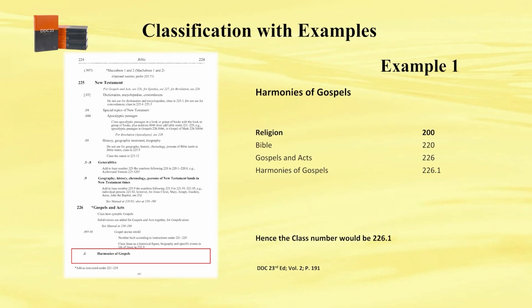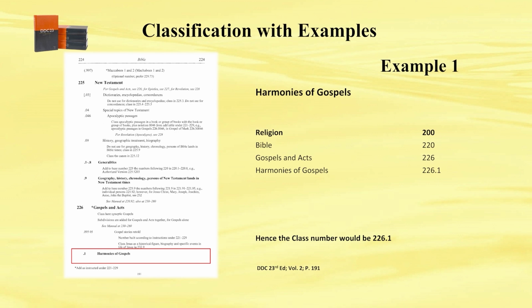So this is a direct number, you can find it on page number 191 of the Dewey Decimal Classification, and the direct number will be 226.1. So isn't it a very simple one?